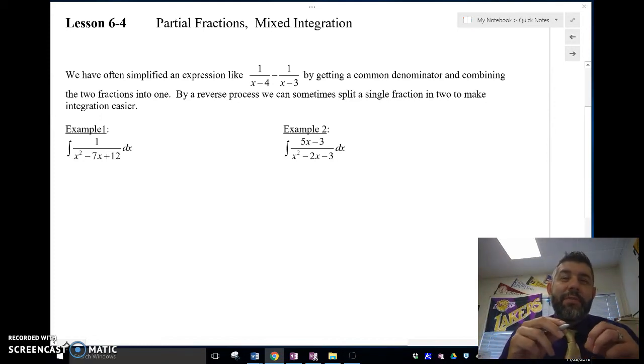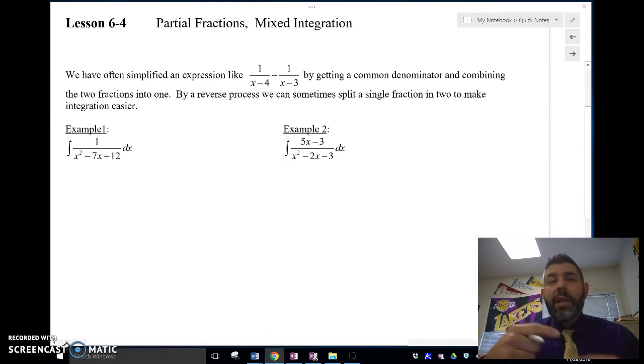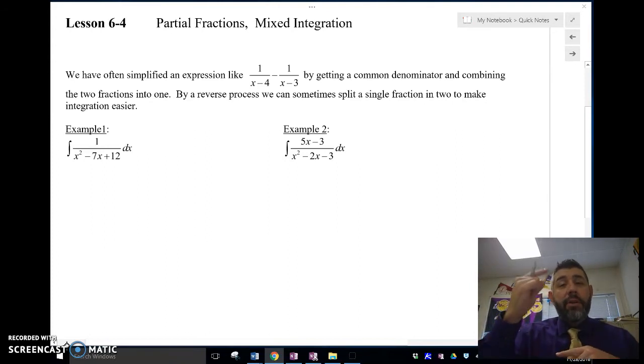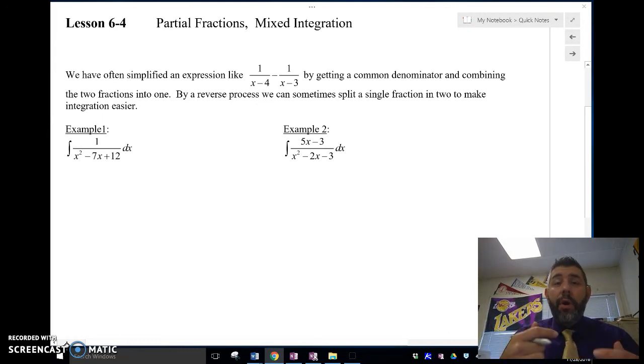You should look to see if you could take the derivative of the denominator and see if that is in fact the numerator. Because if it is, then you're just doing a reverse chain rule for a natural log. If the denominator's degree is higher than the numerator's degree, like an x on the top and an x squared on the bottom, then it's likely you're going to do partial fractions. And we already talked about if the numerator's degree is higher than the denominator's, we're going to use long division, right? So let's take a look at using partial fractions.